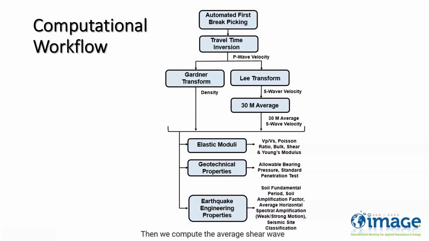Then we compute the average shear wave velocity of the top 30 meters of soil, which is required in most of the engineering applications. Once we have the density as well as compressional and shear wave velocity information, we can compute all the elastic moduli such as bulk modulus, shear modulus, Young's modulus, Poisson's ratio, and Vp/Vs ratio.